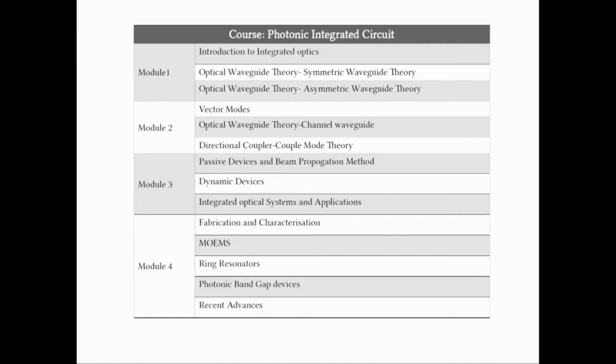We started with a brief introduction to integrated optics. Then we went a bit mathematically into how light propagates in optical waveguides, in particular symmetric slab waveguides and asymmetric slab waveguides. Then we looked at the actual properties of the modes, which are vectorial in nature. Then we looked at what is called the coupled mode theory, the theory that is useful for studying the directional couplers and many other phenomena.